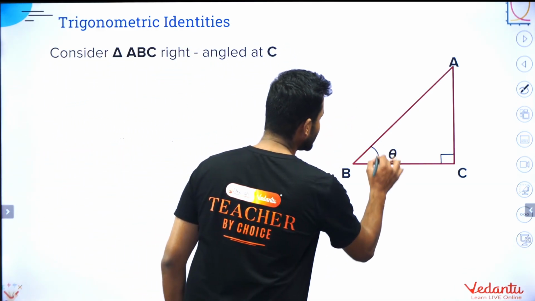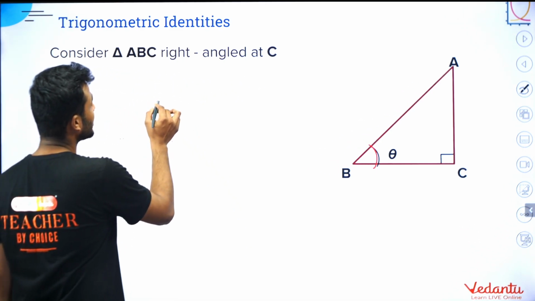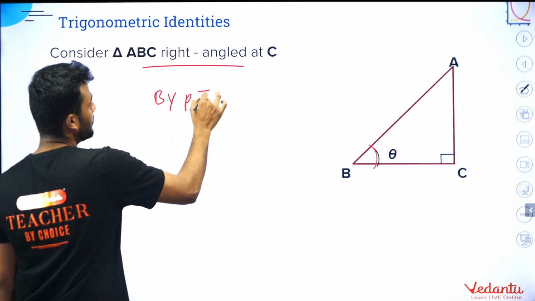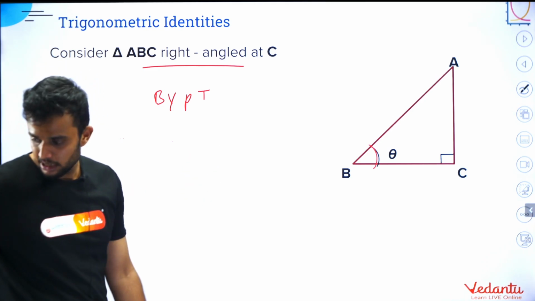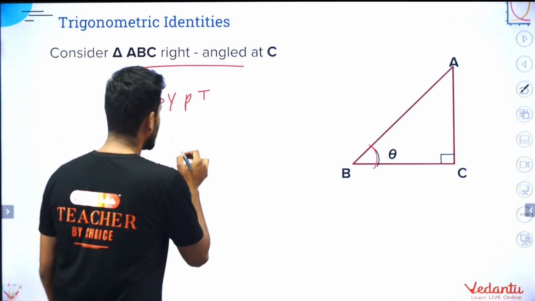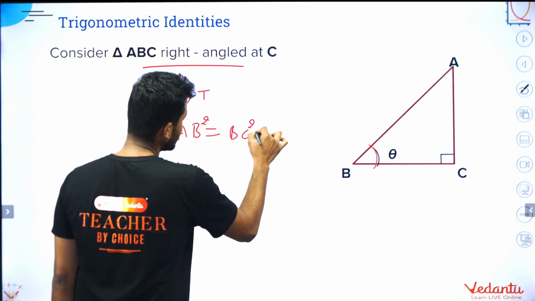From the triangle with angle theta, what are sin square theta and cos square theta? Using the Pythagoras theorem, PT is nothing but Pythagoras theorem, not physical education master. How can we write it? AB square is equal to BC square plus AC square.